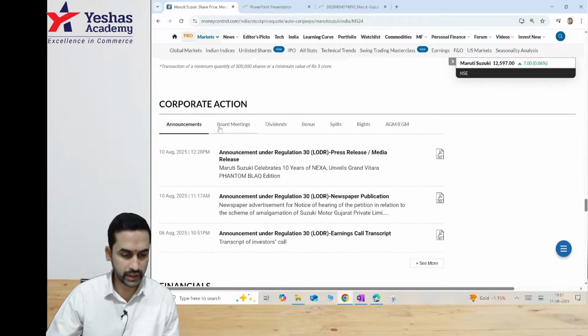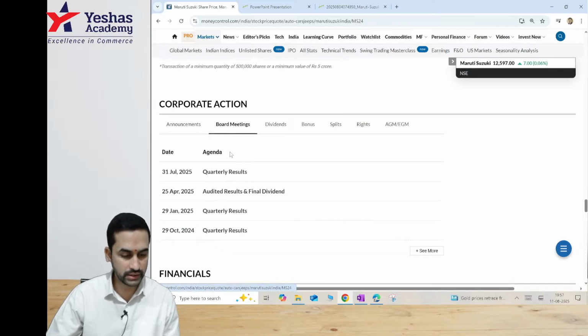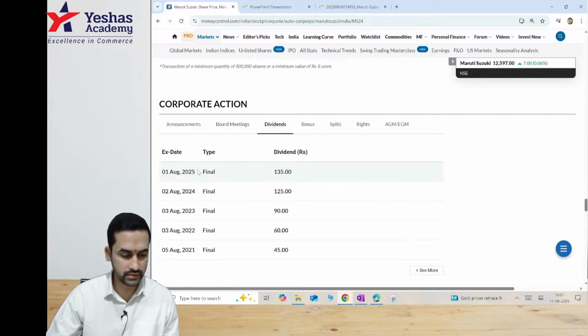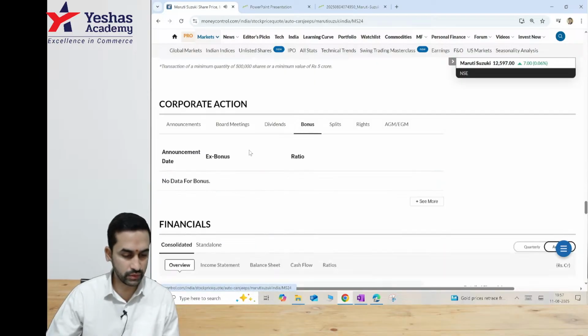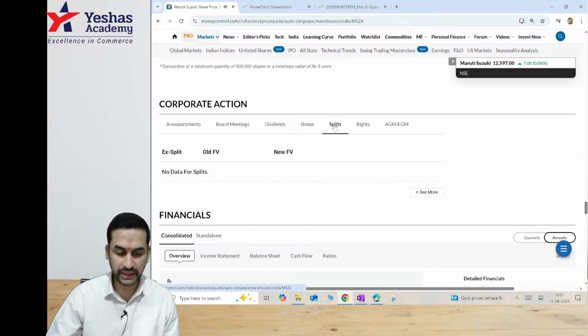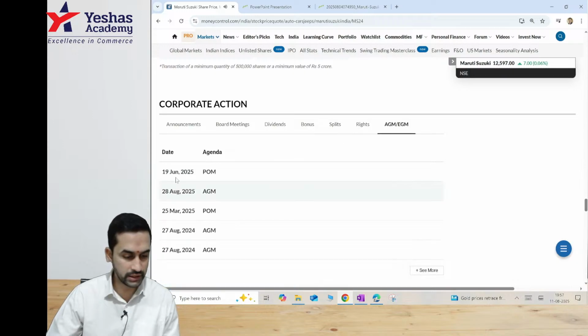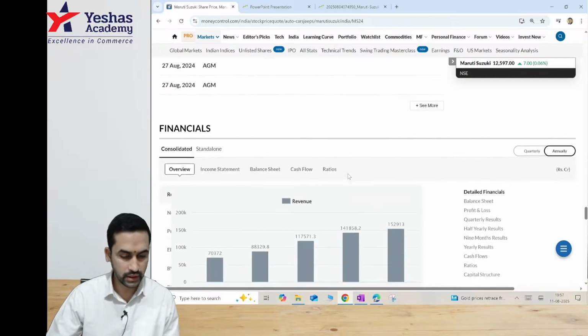If you come down, corporate actions, any latest announcement they made, board meetings, when was the last board meeting and what was discussed, dividends, see this, dividend dates are given and amount is given, bonus, when was the bonus share, no data for bonus, that means they never gave bonus, stock split, we will study this in the dividend chapter. Okay, AGM, EGM, when was the AGM done, when was the board meeting done, all of this.